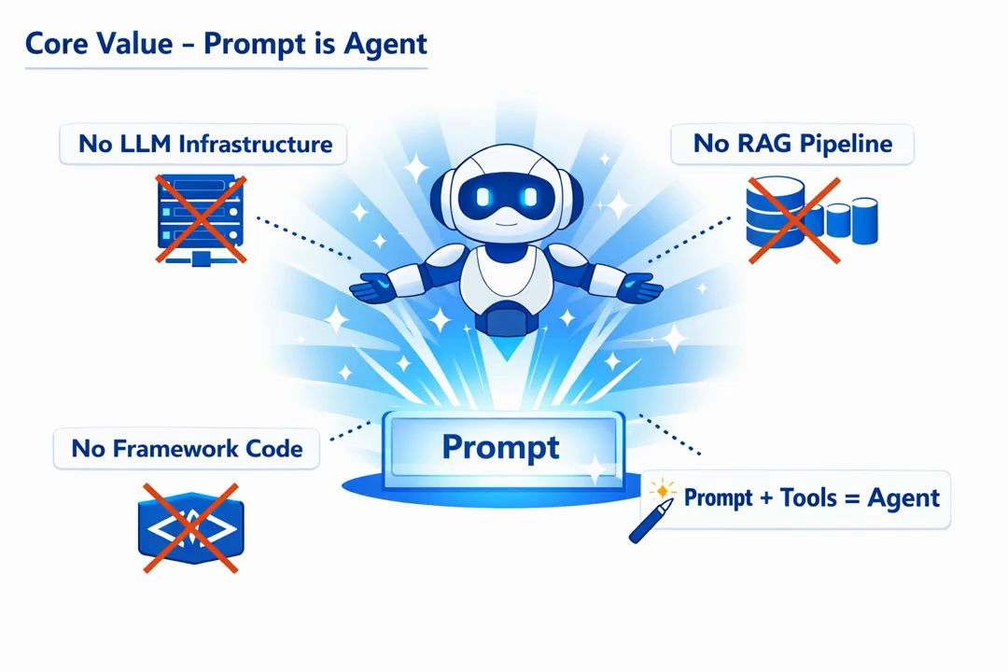Now, let me share a revolutionary concept: prompt as agent. What does this mean? With the CLI SDK, you only need to orchestrate workflows using prompts to gain universal agent capabilities. You no longer need to build your own large model infrastructure, handle complex RAG pipelines, or write tedious agent framework code. You just need to define prompts plus tools to create your own AI agent. Our vision is to enable you to build software that can hire Copilot.